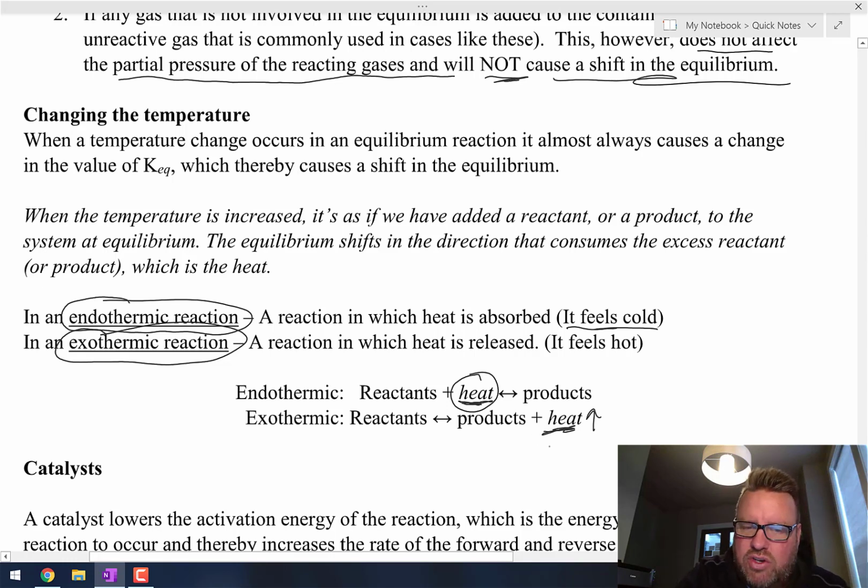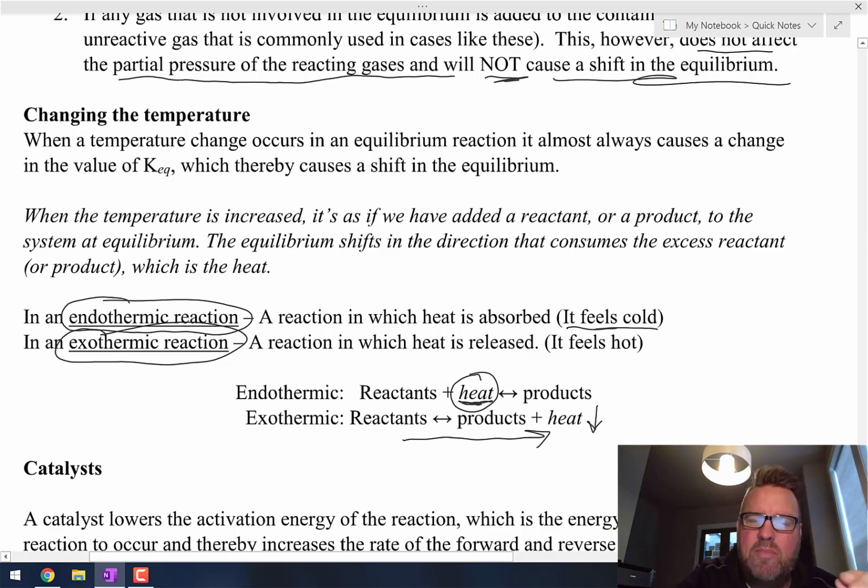What does the reaction do? It shifts to the left, just like if I add more product. If I add more product, what does it do? It shifts to the left. If I decrease the temperature, if I lower the heat, then what does the reaction do? It's going to shift to the right to make more, just like it's a product or a reactant.